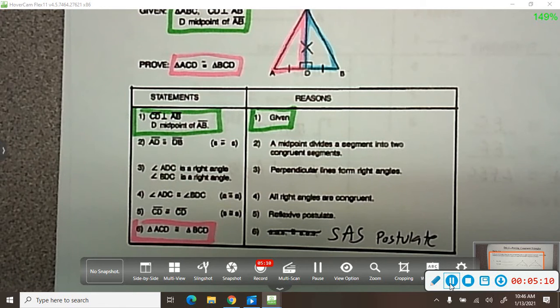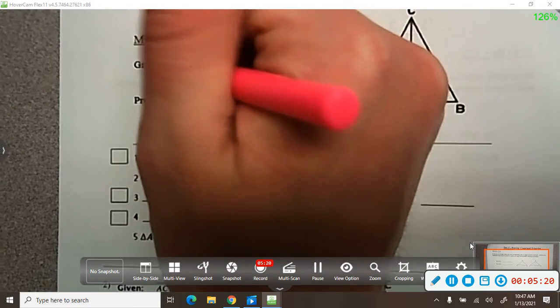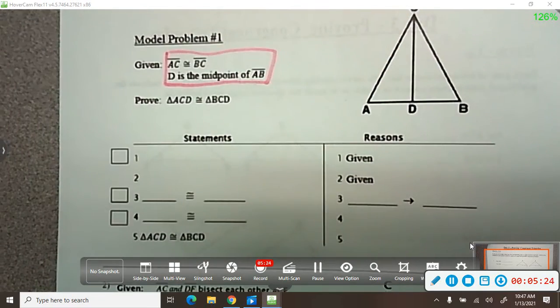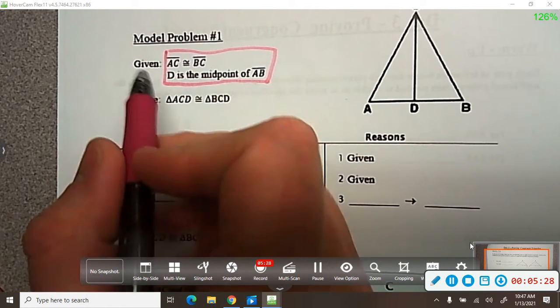So on this problem, we need to fill in the blanks. First thing I would do is just make sure I list out the given. That's always step one. And order doesn't matter. I'm just going to write it in order.